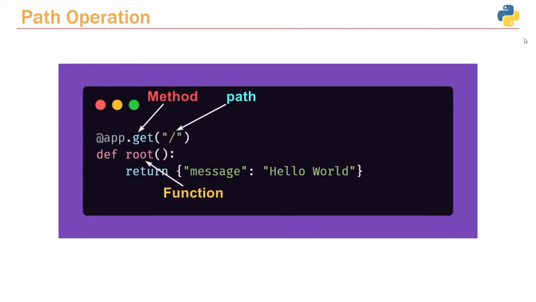All right, guys, so let's quickly recap what we learned in the previous lecture. I want to make sure that you guys have a solid understanding of the different components of a path operation because ultimately, that's all your API is. It's just a bunch of path operations.